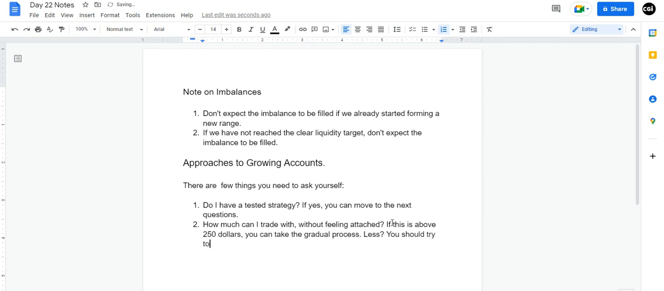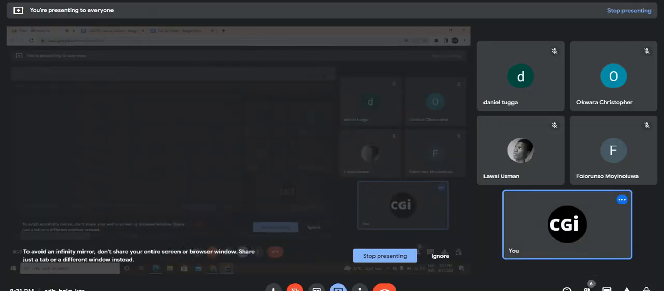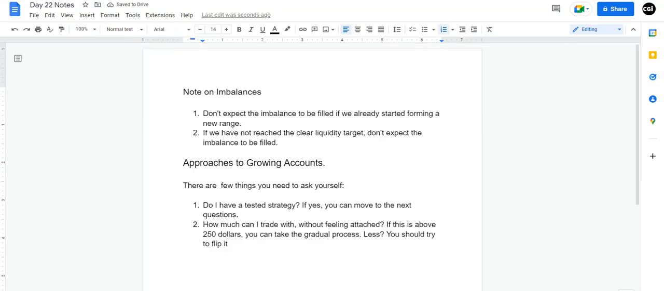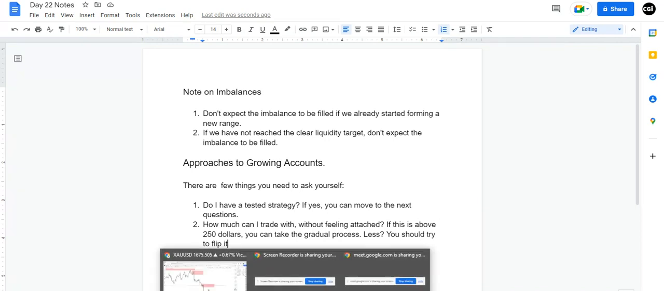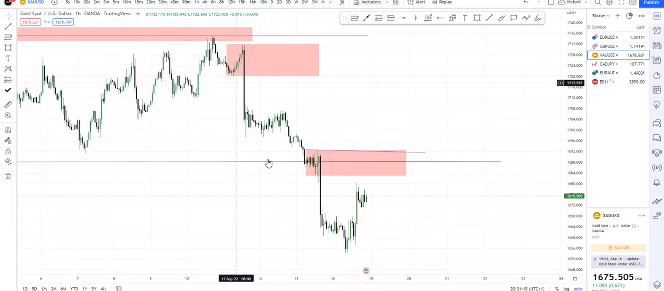You should try to flip it. All right. So now, when you're trading, most traders don't use good risk management. Okay, so you go out there, you see them 20 trades, 30 trades, 40 trades, same trade. Okay, so they open a gold trade. So let me say they are in a sell.